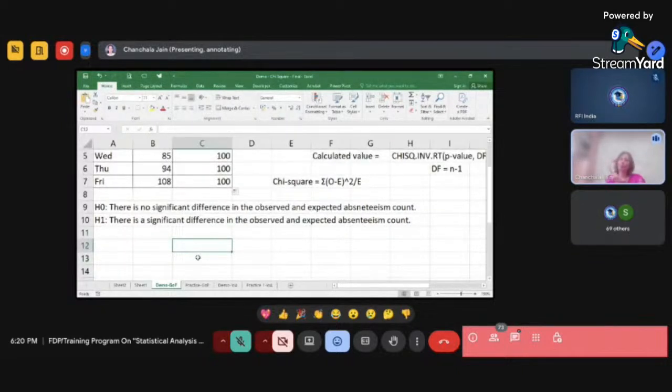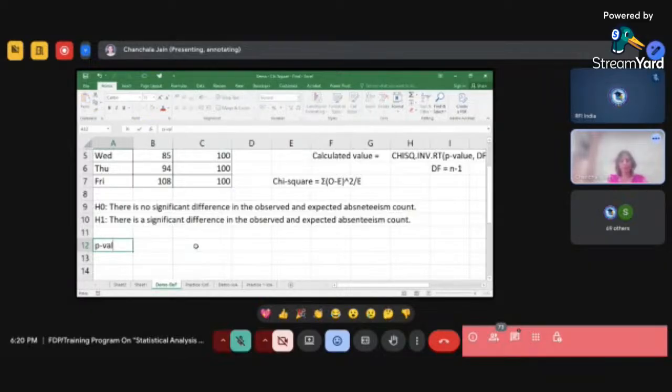So I think there are two approaches. One approach is the p-value approach. Using p-value, you are deciding whether you're accepting or rejecting the null hypothesis. The second approach is the critical value approach, right? So there are two approaches. Those who are new can understand or write the p-value approach, and the second one is the critical value approach.